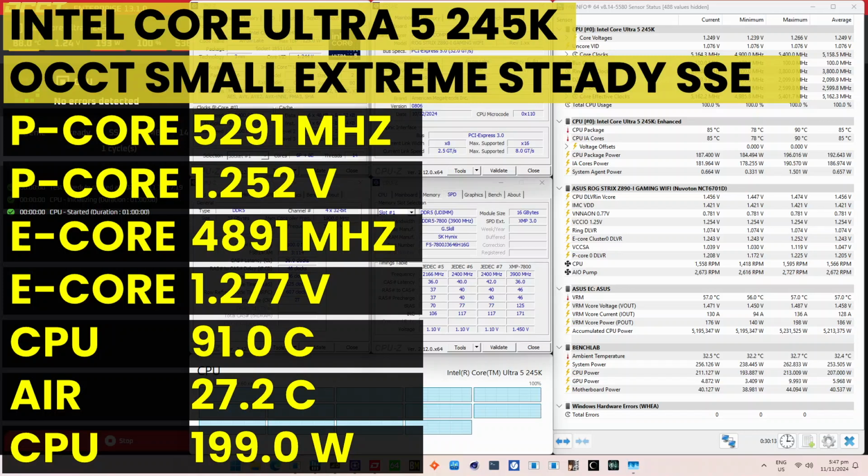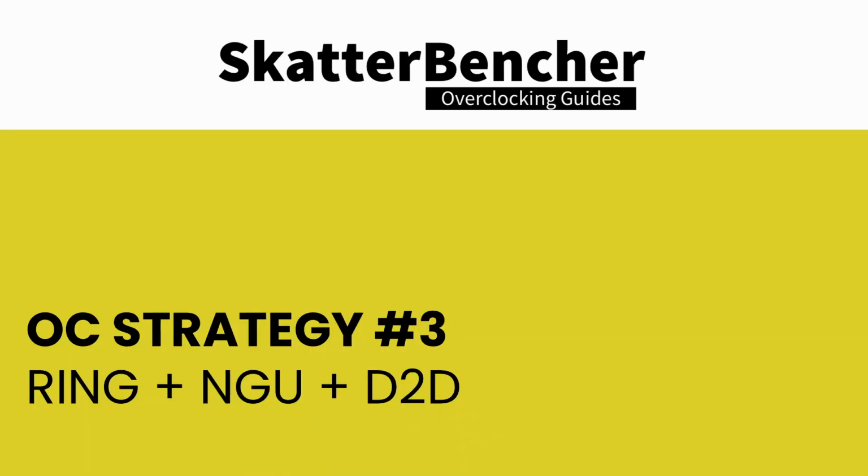The average CPU package power is 199 watts. In our third overclocking strategy, we're overclocking the data fabric, which consists of the ring, the NOC in the NGU, and the CPU die-to-die interface.